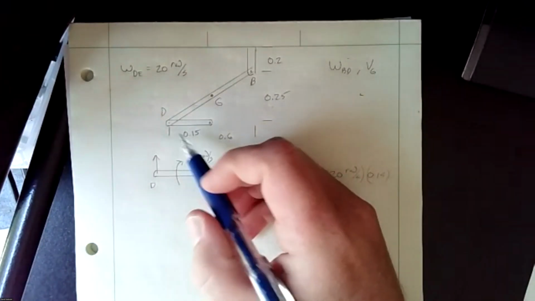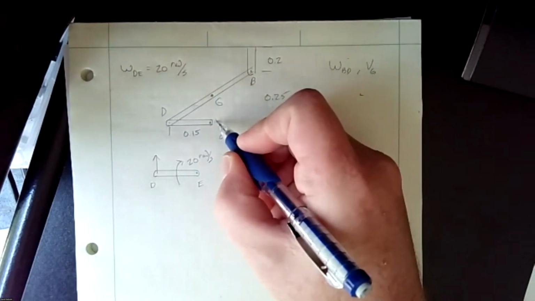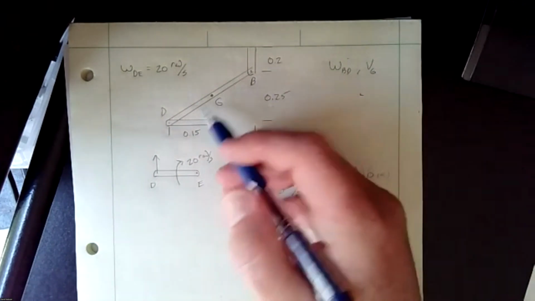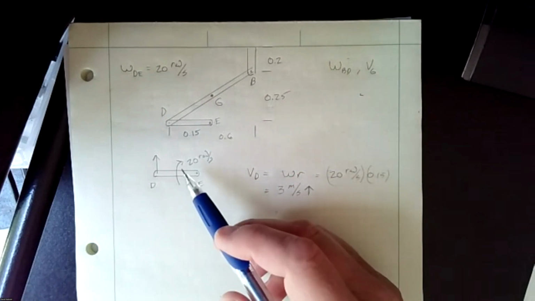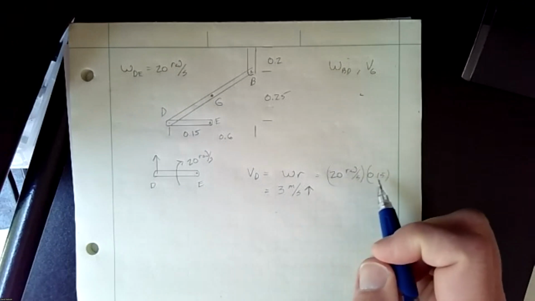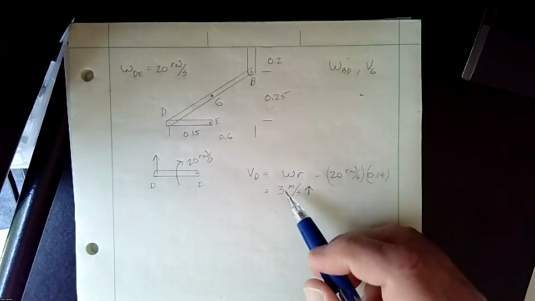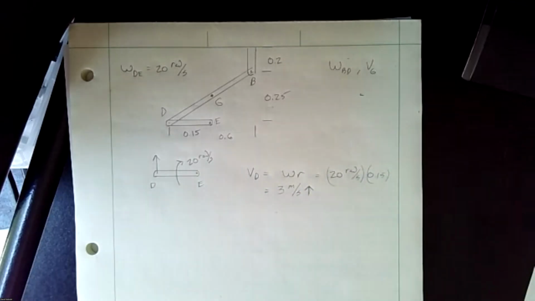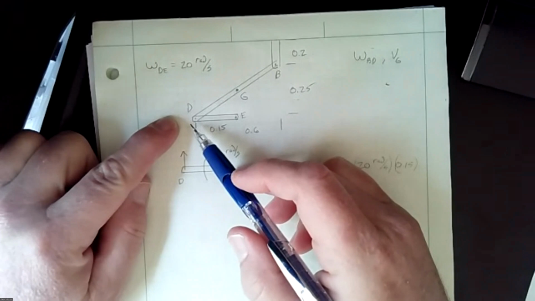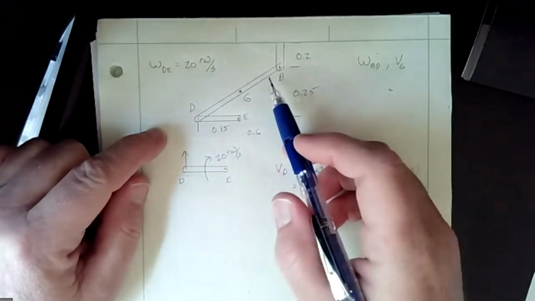So we have this distance 0.15, there's point E. We have the center point G that I'm referring to. And then we have the other parts, D and B. We can see right away that the velocity of D is just omega R, 20 radians per second times 0.15 meters, which gives us 3 meters per second moving upwards. Then at that point, we're going to look at point B.